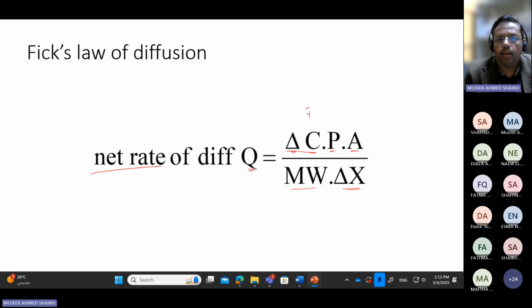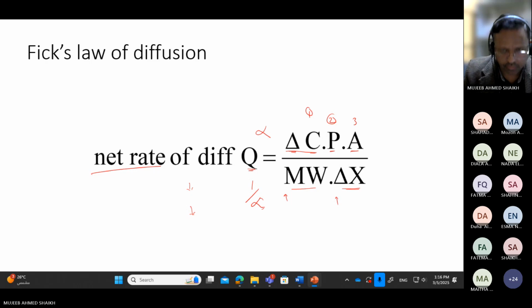So these factors 1, 2, and 3 are directly proportional. Whenever concentration gradient increases, the diffusion rate will increase. Whenever permeability increases, diffusion rate will increase. Whenever area increases, diffusion rate will increase. Opposite to that, the molecular weight and thickness of the membrane are inversely proportional to the diffusion rate. That means if molecular weight increases, diffusion rate will decrease. If thickness increases, diffusion rate will decrease.